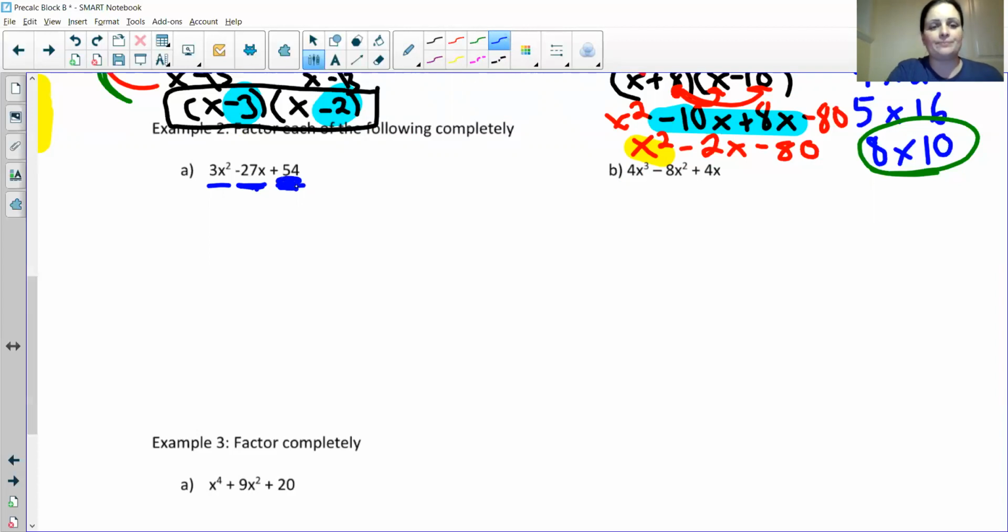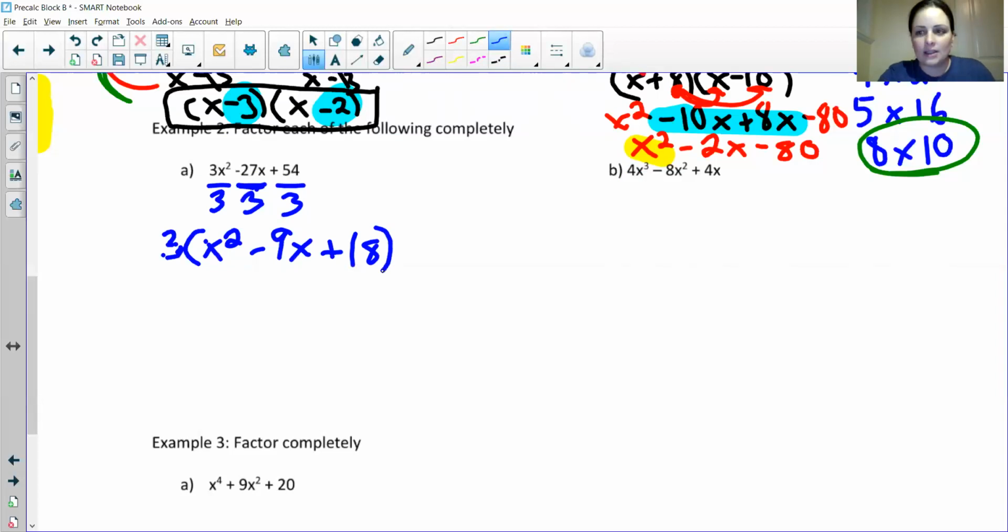Same with 54. If you add 5 plus 4, you also get 9. Does 3 divide into 9? Yes, it does, which means that 3 will divide into all 3 of these terms. So then you're going to take 3, remember your greatest common factor comes out, and what's left gets left in the bracket, just like lesson 1.